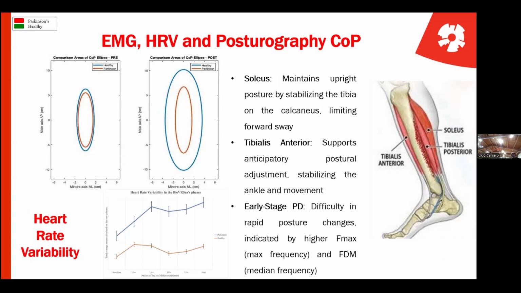And here is the difference between healthy and Parkinson in heart rate variability during the experiment, from the baseline up to the maximum intensity of the stimulus, and until the end of the experiment. So Parkinson patients in general have more stress. They are more stressed while they are doing the experiment.